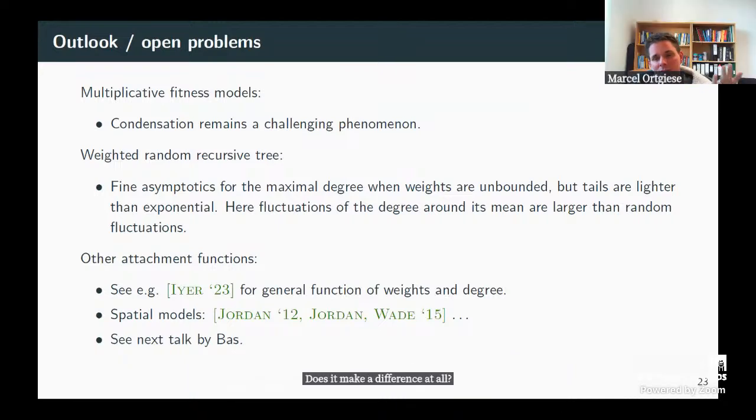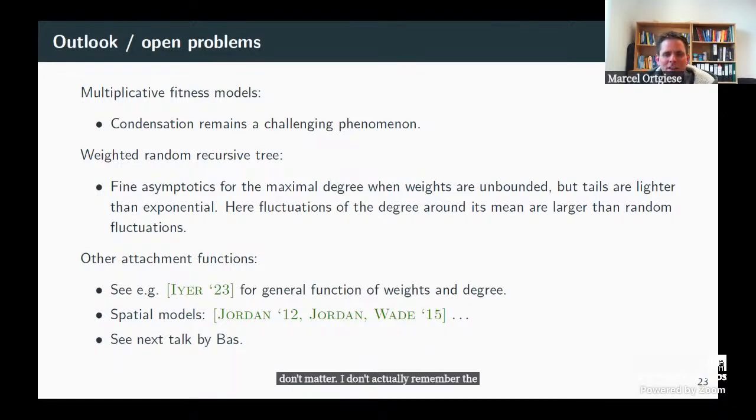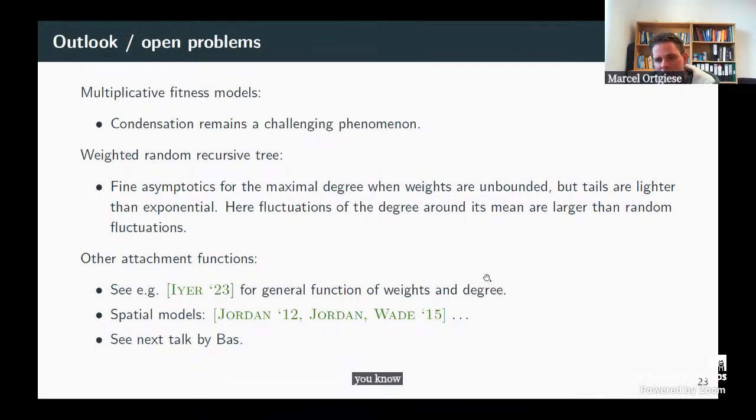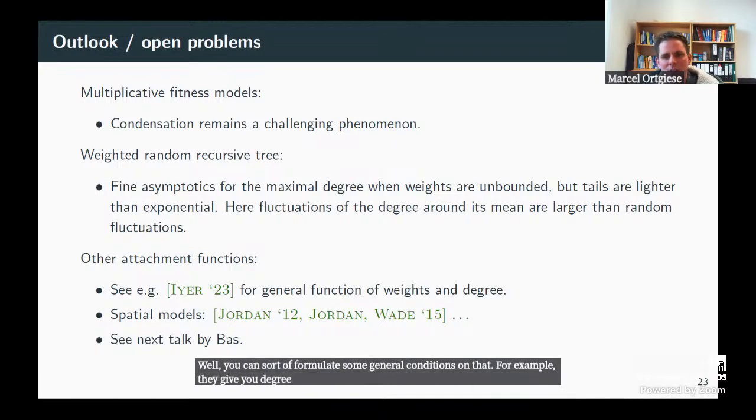So I mean, for a lot of things like degree distributions, there are so many robust techniques that minor details don't matter. I don't actually remember the details of the LCD model, but if it's in this class, where you have some conditions on the probabilities to connect, you can formulate some general conditions that give you degree distributions, and then it doesn't really matter so much.